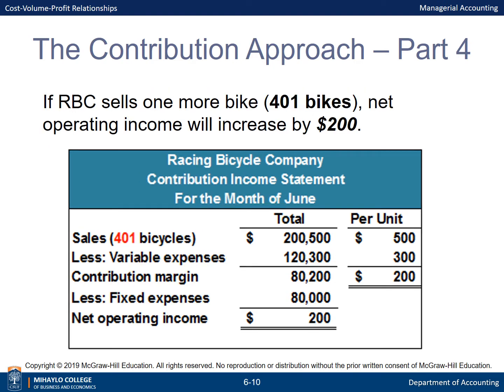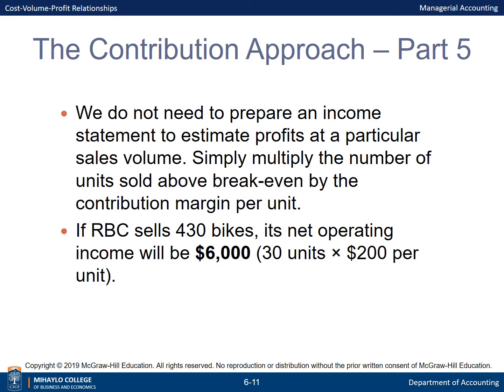If RBC sells one more bike, 401 bikes, net operating income will increase by $200, which is the contribution margin per unit. We do not need to prepare an income statement to estimate profits at a particular sales volume. Simply multiply the number of units sold above break-even by the contribution margin per unit. If RBC sells 430 bikes, its net operating income will be $6,000, 30 units times $200 per unit.